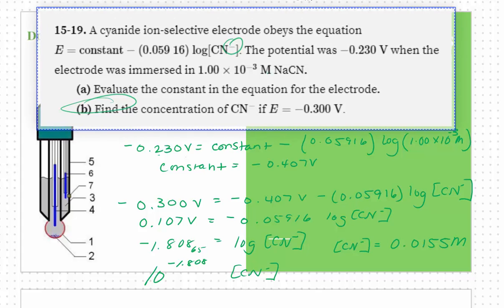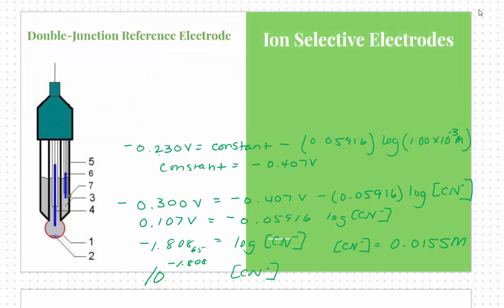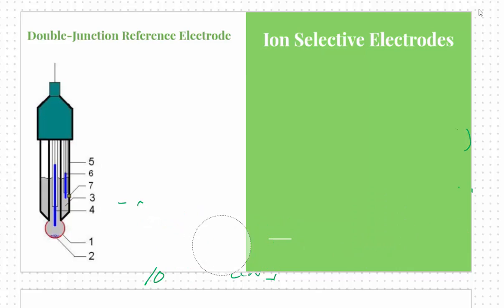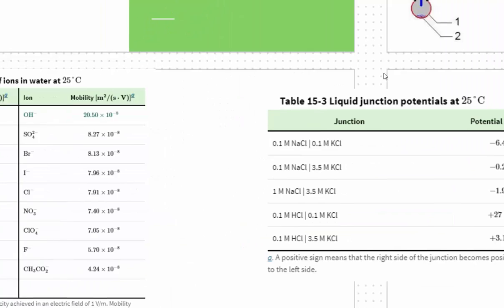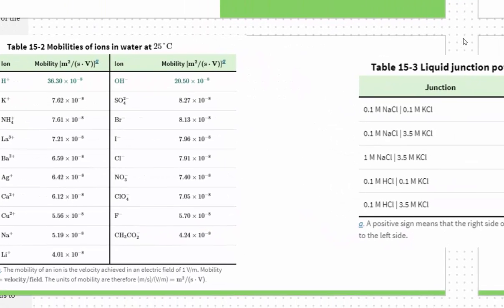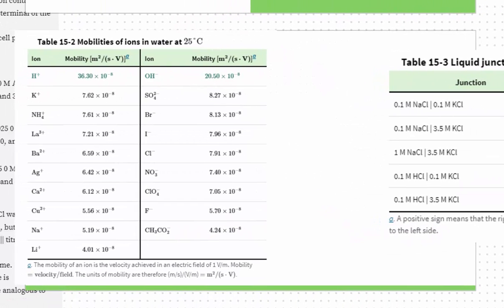So that covers a lot of the calculations, but what's with these junctions? I mean, we have liquid junctions, we have solid junctions. How do we know what's going to go where? Well, to know that, at least for the liquid junction potentials, we have what are called mobilities of ions in water. And if you'll notice, all of these mobilities have the same exponent.